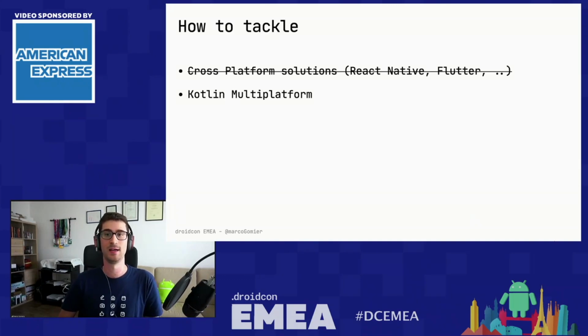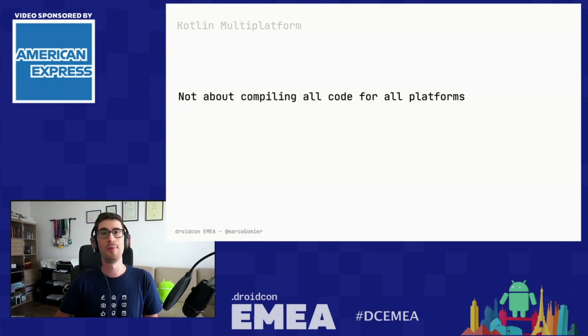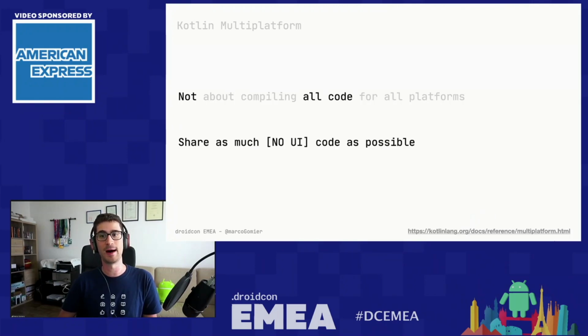Well, with Kotlin Multiplatform. That's because Kotlin Multiplatform is not about compiling all the code for all the platforms, but only the part of the code that is not UI related. So we can share all the business logic or some small parts of it, for example only the persistence layer or the network layer, or only some utility methods. The ground rule is: share everything that is not UI.